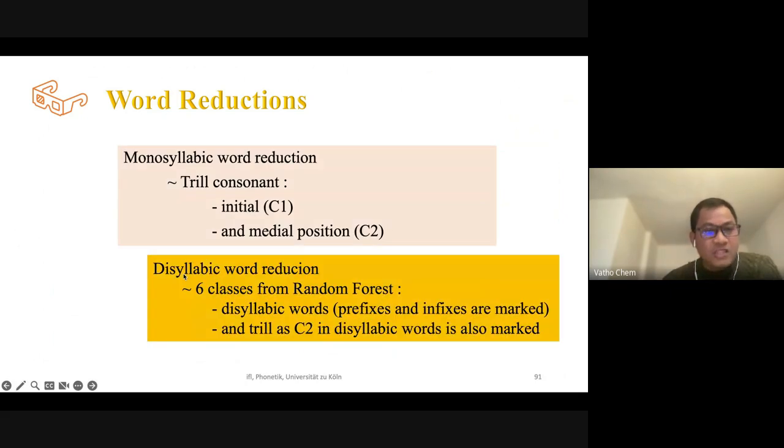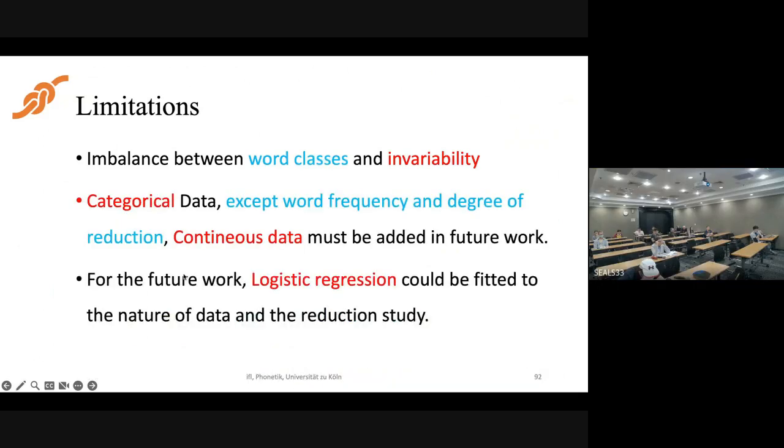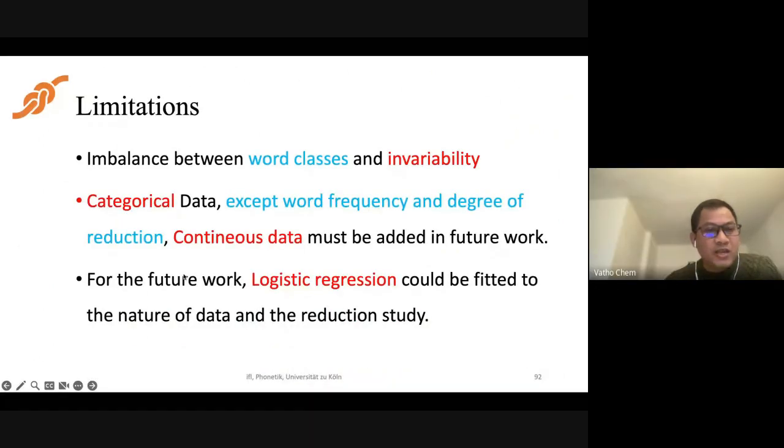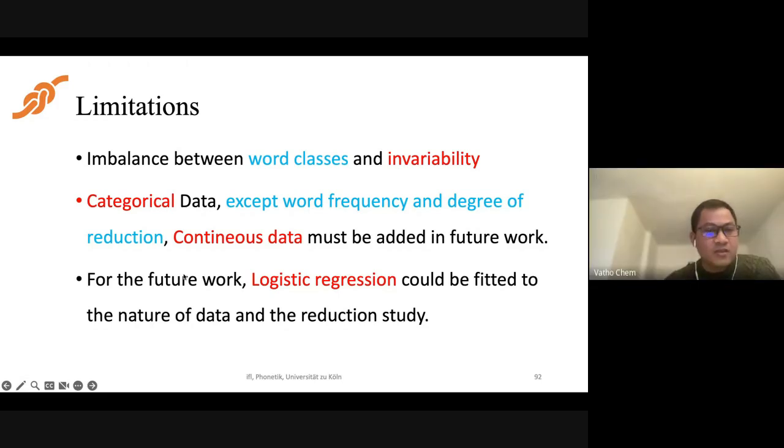So the last part of my talk today is the limitation and what we have to improve for future work. The data is imbalanced because of the word class, like nouns have a lot of words compared to the others, and invariability of the study. And categorical data, except the frequency and degree of reduction, continuous data must be added in future study. So in this study, we are looking at the categorical data, not the continuous data. For future work, logistic regression could be fit to the nature of the data in the reduction study.